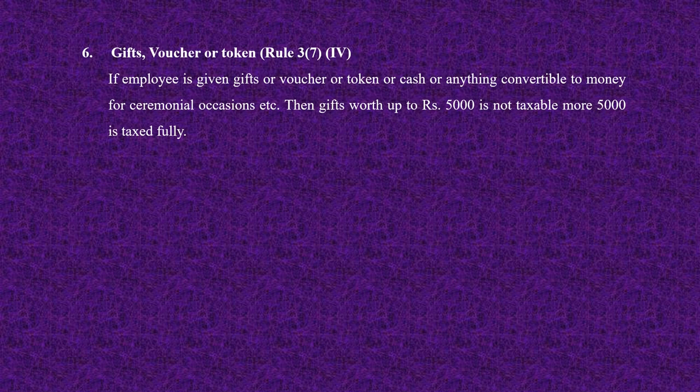Next, the sixth factor is gifts, vouchers or tokens, according to Rule 3(7)(4). If the employee is given gifts, vouchers, tokens, cash, or anything convertible to money for a ceremonial occasion, then a gift worth up to ₹5,000 is not taxable. More than ₹5,000 will be taxed fully. So any kind of gift received by the employee from the employer, less than ₹5,000 is not taxable, more than ₹5,000 is fully taxable.